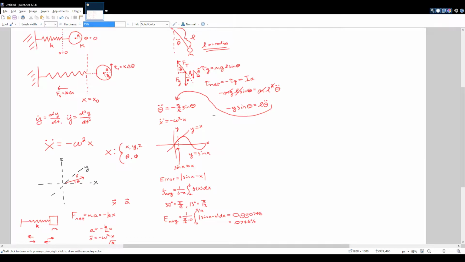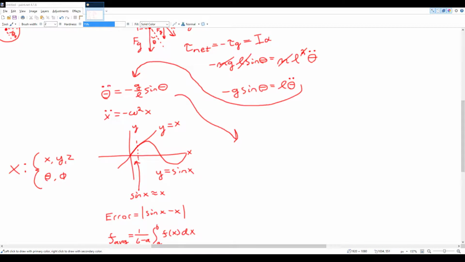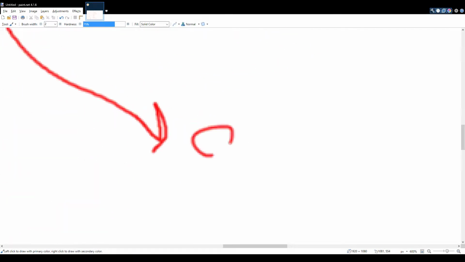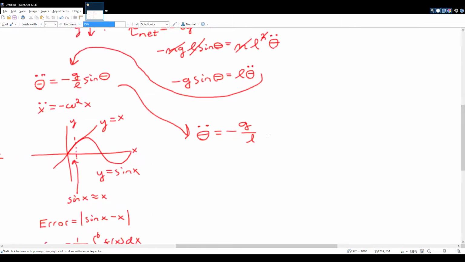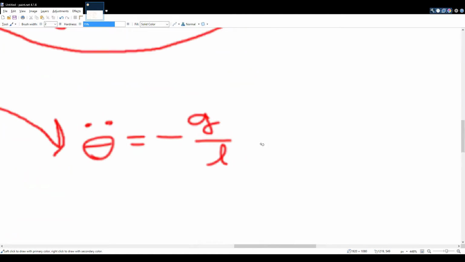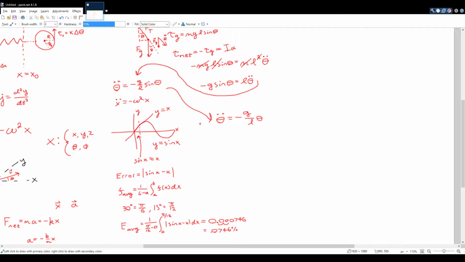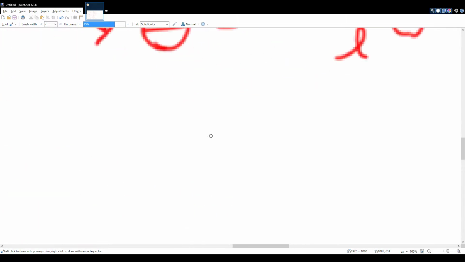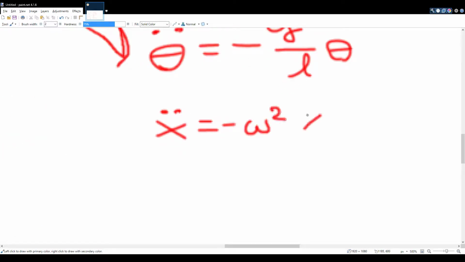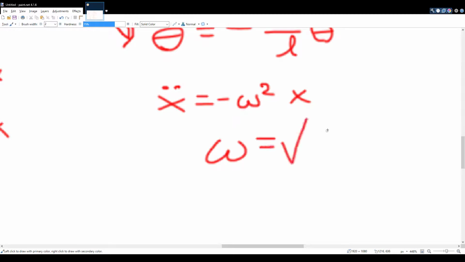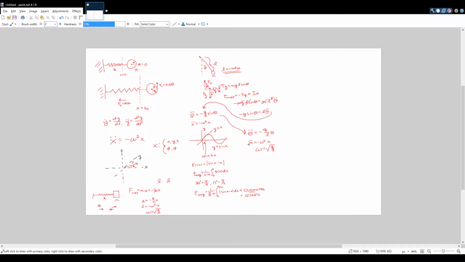So using that approximation here gives you theta double dot is equal to negative g over L, and sine of theta is approximately equal to theta, right? So when sine of theta is approximately equal to theta, we can just substitute theta in for that. And now this looks a lot more like the equation we have recently learned to love. So because x double dot is equal to negative omega squared x, omega is equal to the square root of g over L. And again, another familiar result derived using this very, very powerful equation.